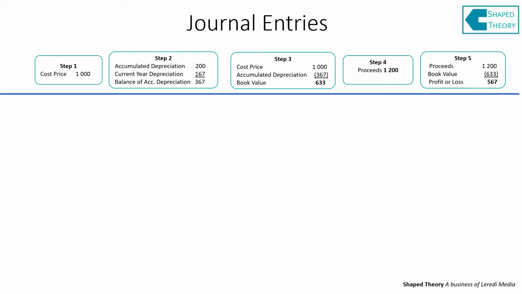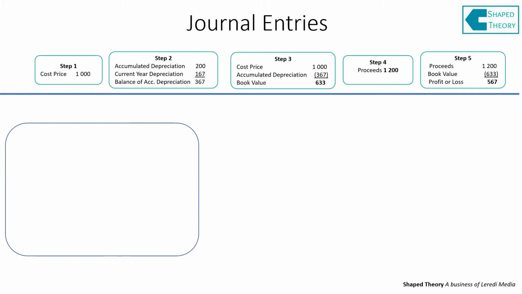Let's now look at journal entries. Step 1 determined the cost price to be 1,000. And we know that this asset is sold. We will therefore credit this asset from its asset account as the asset has decreased. Remember, the asset decreases on the credit side. Therefore, we will credit the fixed asset with 1,000 in this instance. And now let's look at how the contra entries of this will look like.